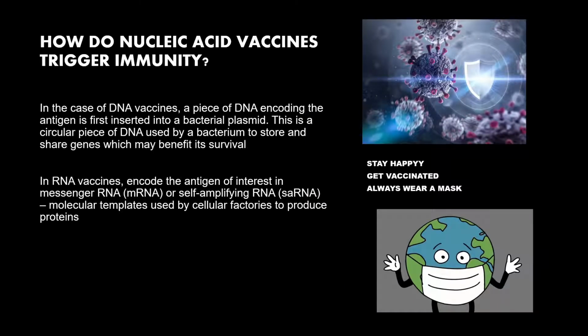How do nucleic acid vaccines trigger immunity? In the case of DNA vaccines, a piece of DNA encoding the antigen is first inserted into a bacterial plasmid. This is a circular piece of DNA used by a bacterium to store and share genes which may benefit its survival. A bit like a computer flash drive, a plasmid can replicate independently of the main chromosomal DNA and provide a simple tool for transferring genes between cells. Because of this, they are already widely used within the field of genetic engineering.